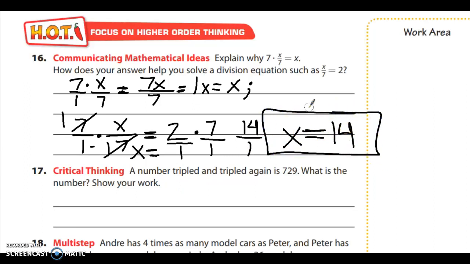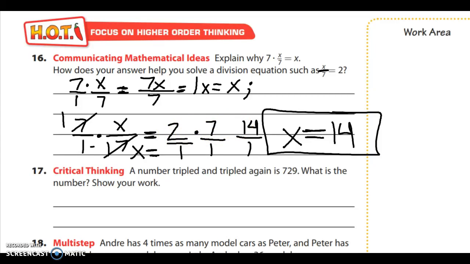So how does that answer help us solve an equation? Well, it just reminds us that the opposite right here of division is to multiply. How did I actually get 14? I multiplied. The opposite of divide by 7 is to multiply by 7. So I did 2 times 7 and I got 14. Okay, hopefully you have a decent understanding of that now.